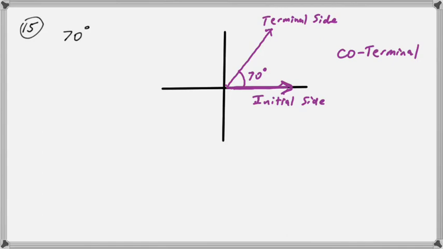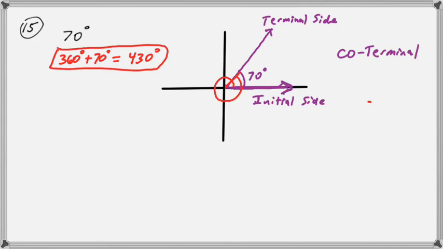Please listen. They want one positive and one negative. Could I end up at the exact same place by doing this? Could I go 360 degrees? Does that get me back to the beginning? Yes. And then 70 more. Would that put me on the same terminal side? Yes. So what is 360 plus 70? 430 degrees. And do you agree that's a positive coterminal angle?